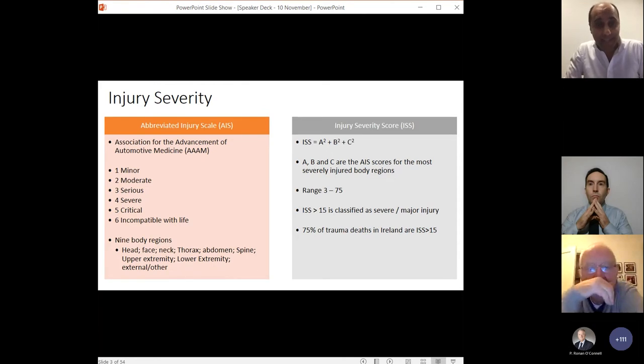So you take A, B, and C, which are the AIS scores for the 3 most severely injured body regions, and then you square them and you add them up and you get your ISS, and that can range from 3 to 75, and 3 up to 8 is classified as minor injury.